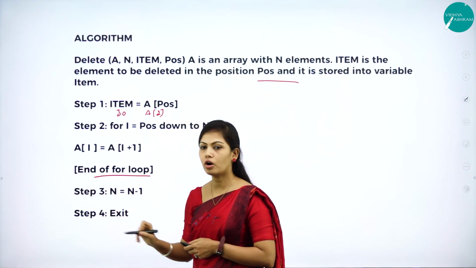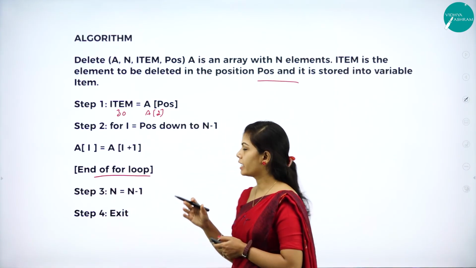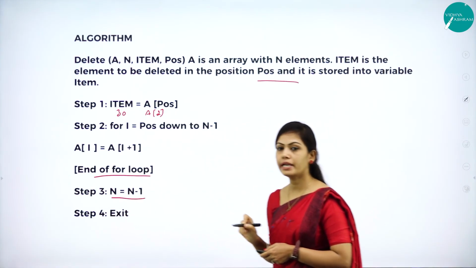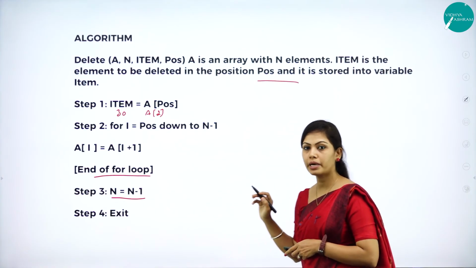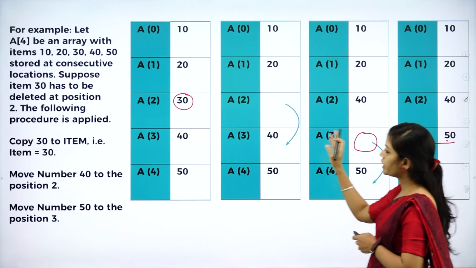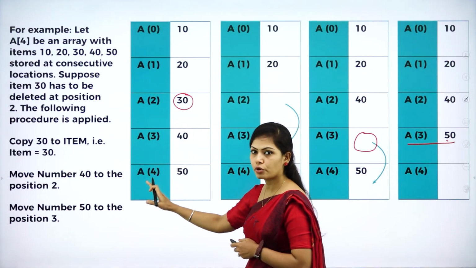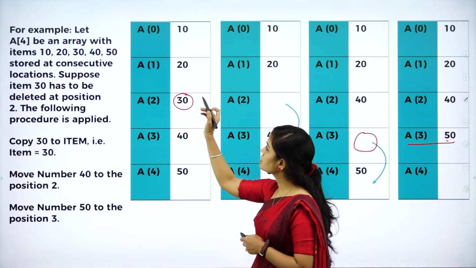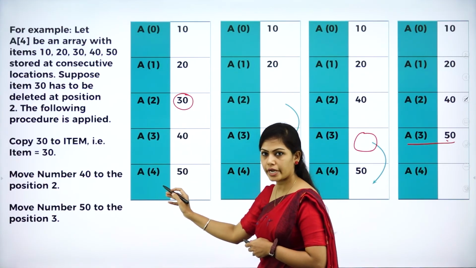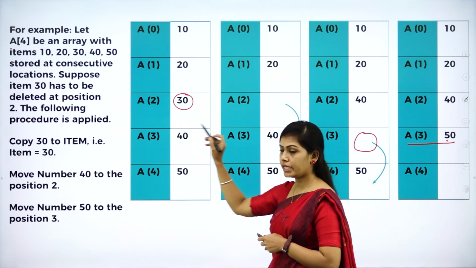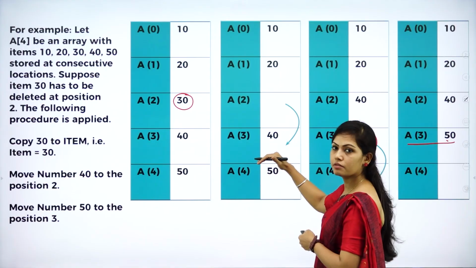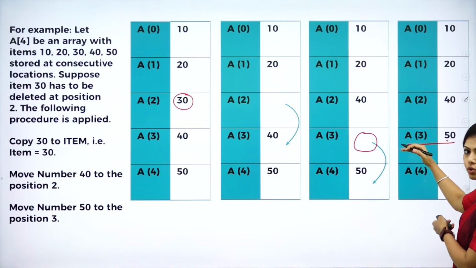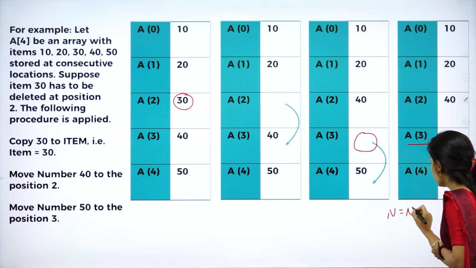And end of for loop. After deleting an item, we'll go back to the loop. And step 3 is n is equal to n minus 1. And why n is equal to n minus 1? Because here before it was 0 to 4, location A of 0 to A of 4. One item has been deleted. Before it was from A of 0 to A of 4, right? I have deleted the item called 30. After that, this A of 3 element will go to the A of 2 and the A of 4 element will go to the A of 3. So, n is equal to n minus 1.